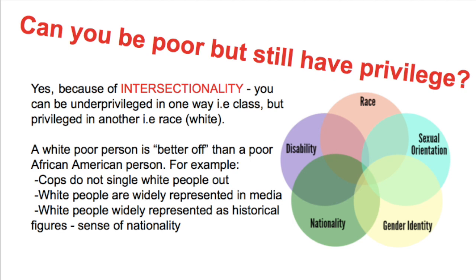For example, if you're white and poor, you're higher up in the privilege ladder than a poor black person. White people are widely represented in media in a more positive way. They are also represented more in history and in the founding of the United States of America, which gives them more of a sense of nationality. For example, the 4th of July represents independence for white people. However, during this time in history, black people were still enslaved. Additionally, white people are not singled out by cops. There are many more examples such as these where being white is quote-unquote better than being African American.